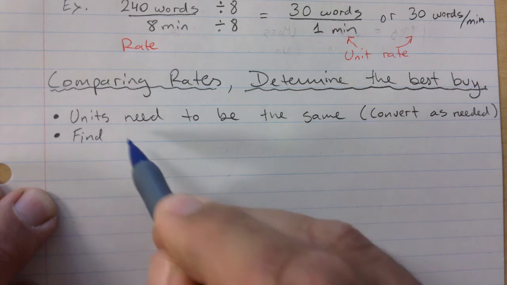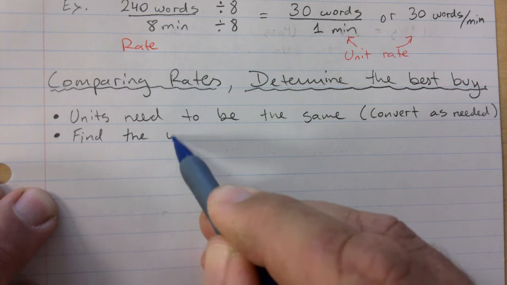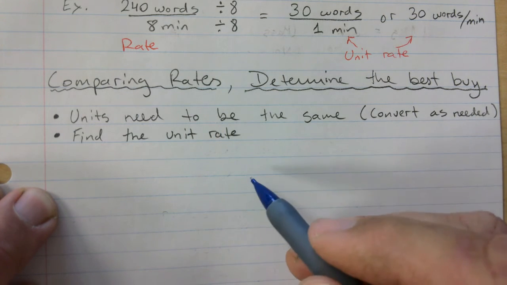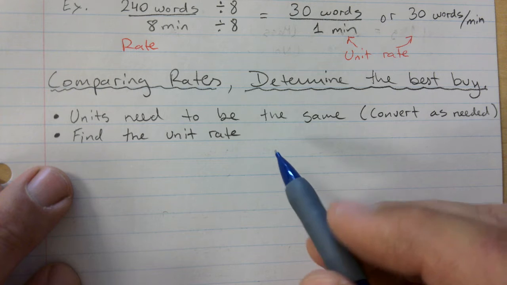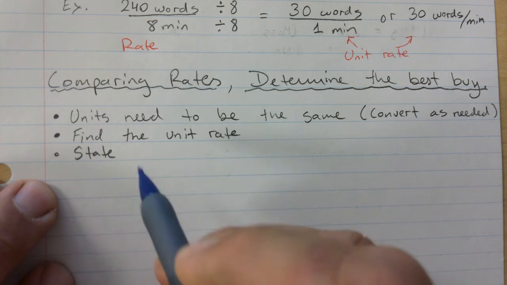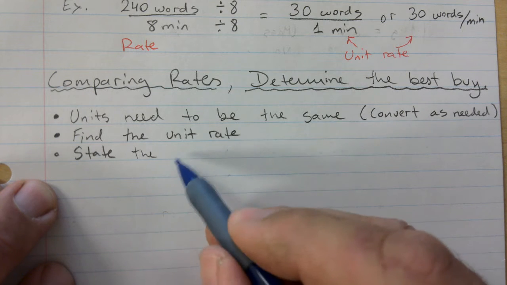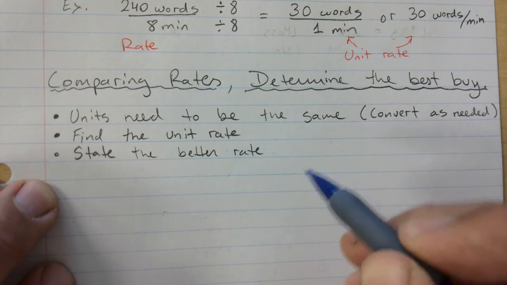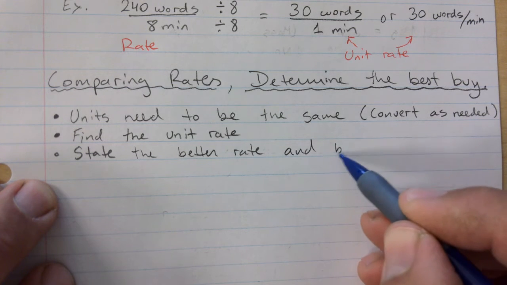Find the unit rate. State the better rate and by how much.